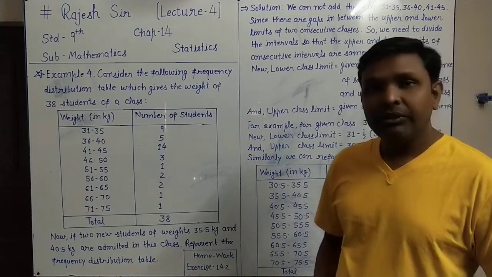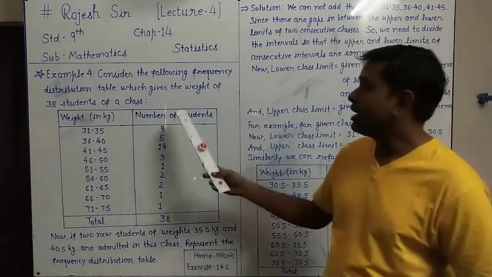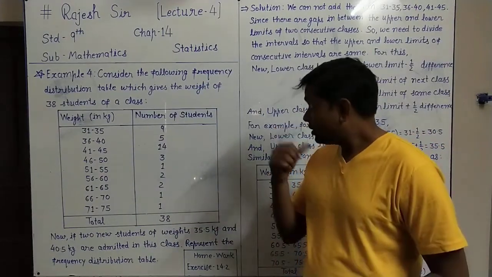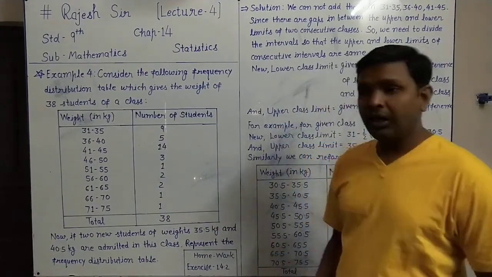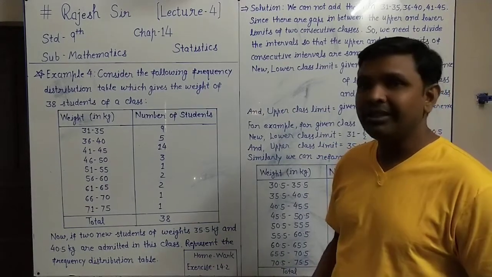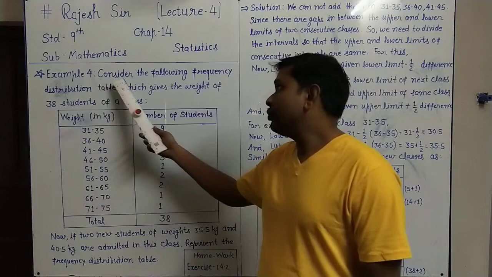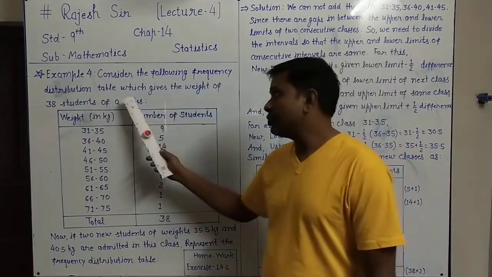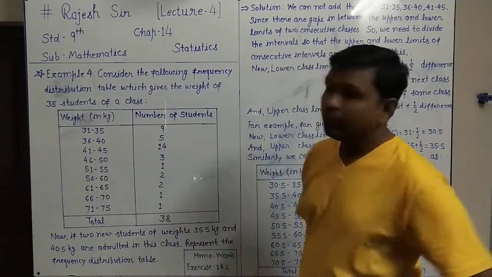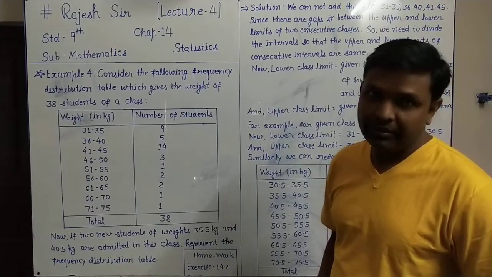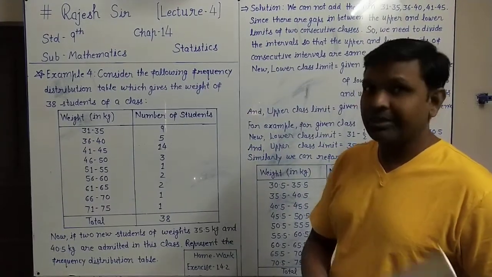So example 3 we have seen in lecture number 3. This is example number 4 we have. In this also again we will see how to represent the data and why it is needed. So the example with that we understand. Example 4: consider the following frequency distribution table. Here the frequency distribution table is given already, that we were making till the last lecture.